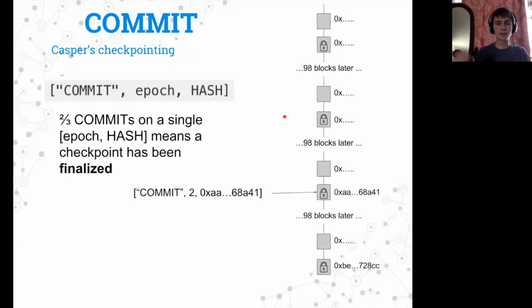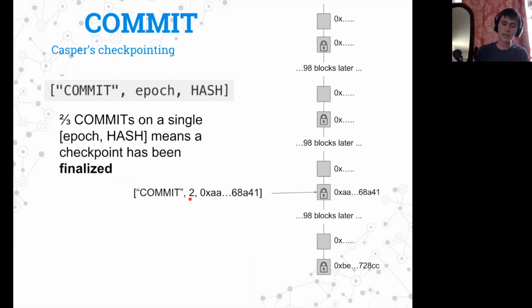So the other consensus message is a commit. Commits have epochs and hashes. Essentially there's the rule where 2/3 of commits on a single epoch and hash means that the checkpoint has been finalized. So this is the moment that we know that economic finality guarantee. We know that if 2/3 of people commit, then that block will not be reverted without at least 1/3 of validators losing their deposits. So this is very critical.